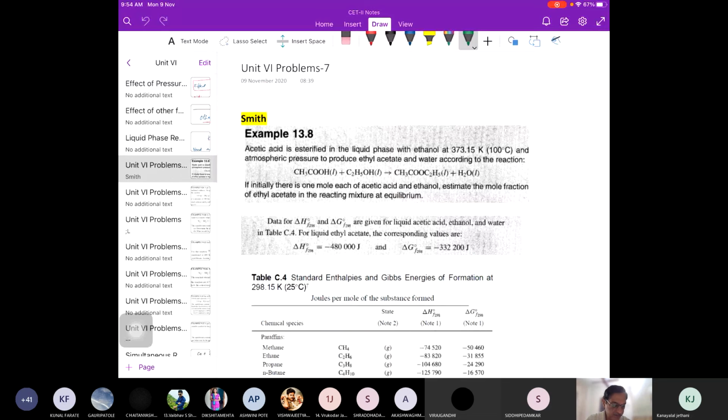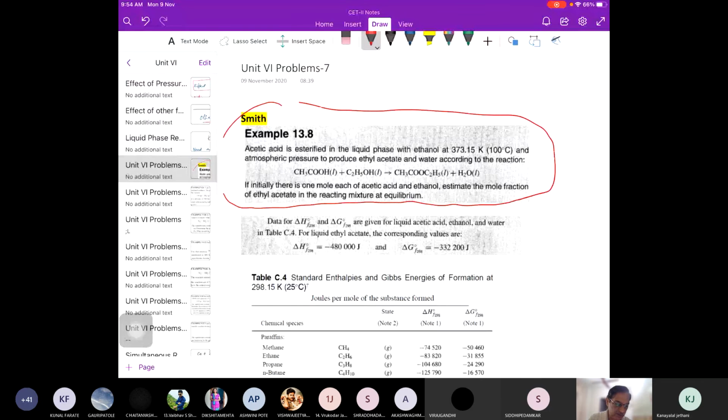Okay, so let us solve a problem. This is a problem from Smith. It's actually a solved problem, but examination setters mess this problem up. They give you only this portion and expect you to solve the problem. Acetic acid is esterified in the liquid phase with ethanol at 373.15 Kelvin and atmospheric pressure to produce ethyl acetate and water according to this reaction. If initially there is 1 mole each of acetic acid and ethanol, estimate the mole fraction of ethyl acetate in the reaction mixture at equilibrium.